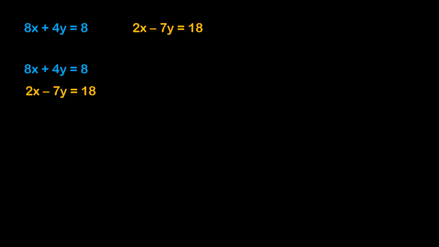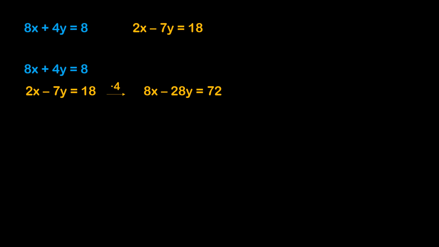In this next example we have 8x plus 4y is 8 and 2x minus 7y is 18. So once again, we cannot just add or subtract these equations right away because nothing will cancel out. But we notice that 2 goes into 8 4 times. So what I can do is multiply the second equation by 4. That'll give me 8x minus 28y is 72. Right, because 2x times 4 is 8x, negative 7y times 4 is negative 28, and 18 times 4 is 72.